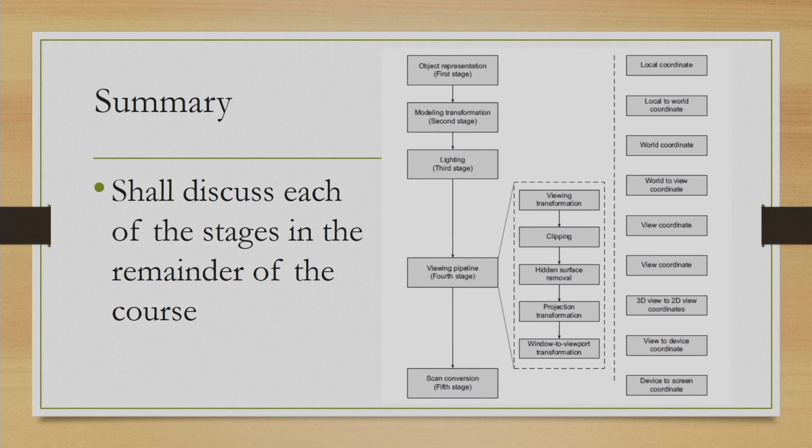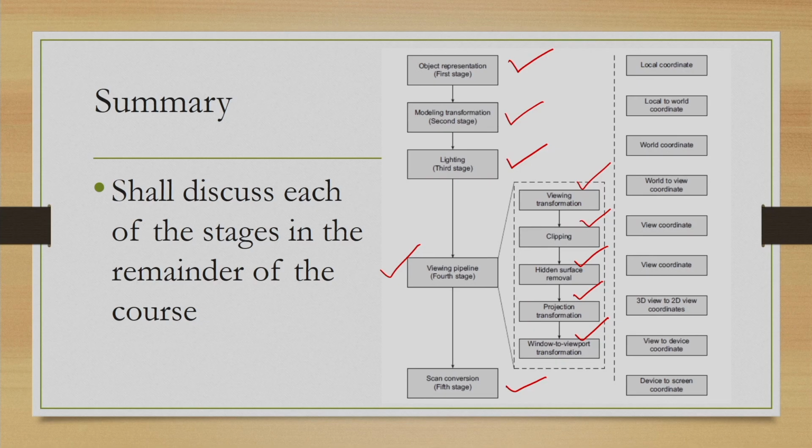So, let us summarize what we have discussed so far. We mentioned the graphics pipeline. It contains the 5 stages. First stage is object representation, second stage is modeling transformation, third stage is assigning colors or lighting, fourth stage is the viewing pipeline, which itself has a sub pipeline involving viewing transformation, clipping, hidden surface removal, projection transformation and window to viewport transformation. And the final stage is scan conversion, which is the 5th stage. So, there are broadly 5 stages involved.